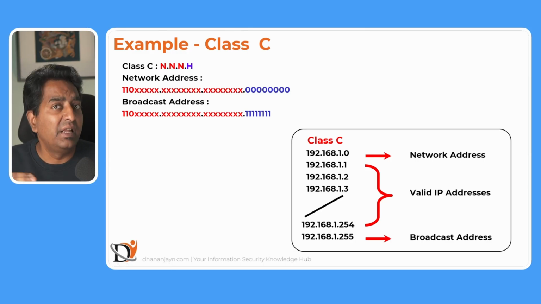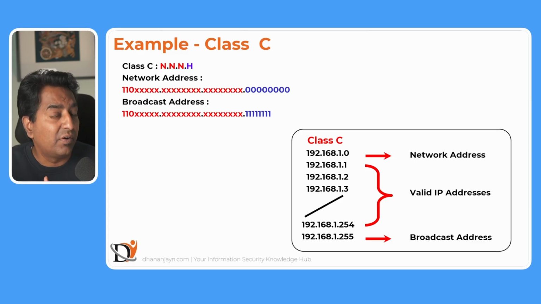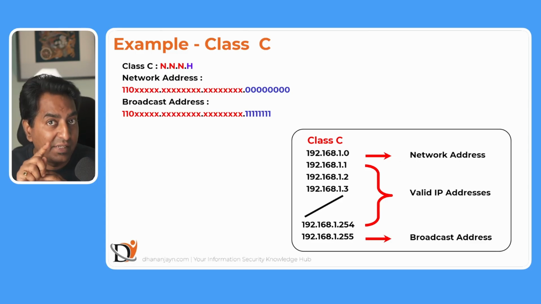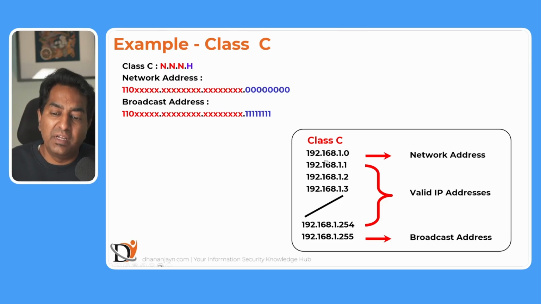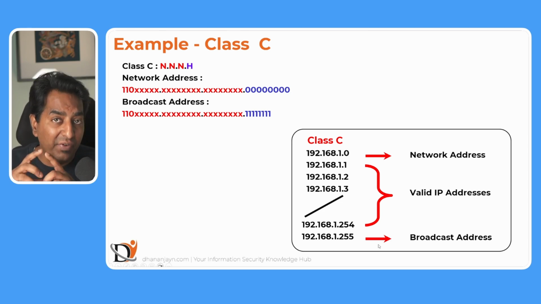In the number of networks and number of hosts calculation, you might have noticed that we are subtracting two IPs, right? So what are those two IPs? The two IPs are nothing but the network address and the broadcast address of each class or each IP range.